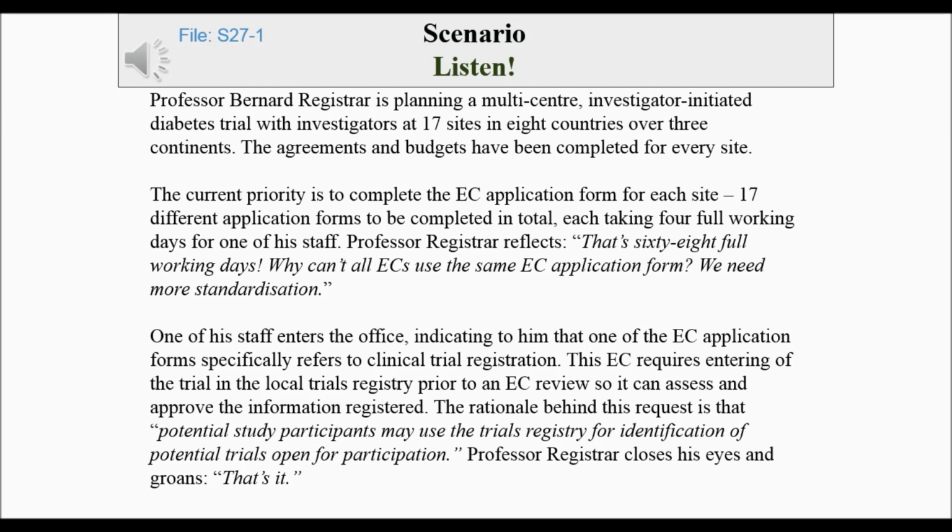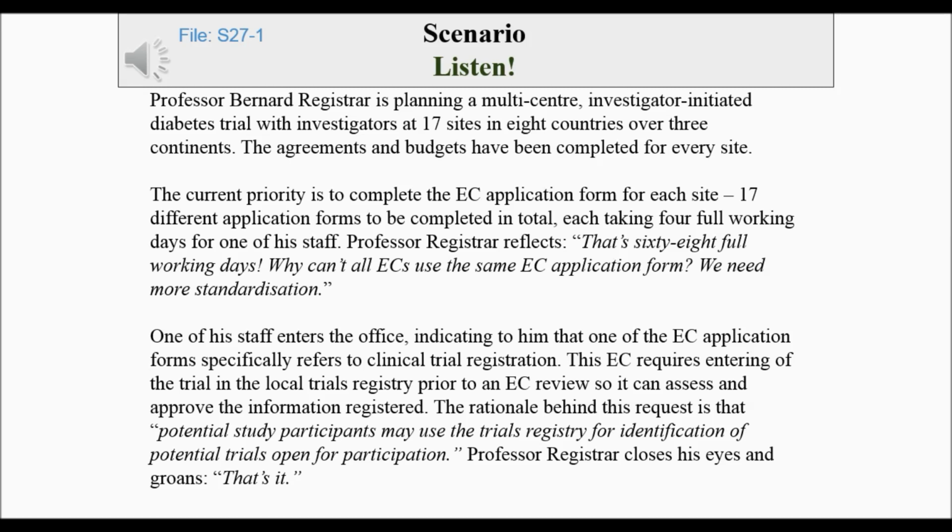17 different application forms to be completed in total, each taking 4 full working days for one of his staff. Professor Registrar reflects, "That's 68 full working days. Why can't all ECs use the same EC application form?